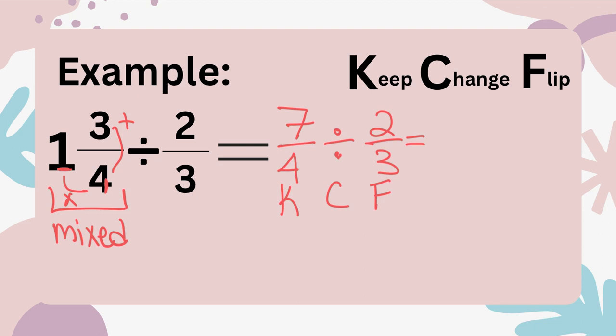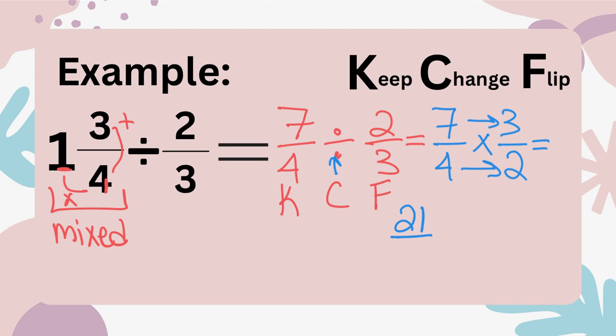So we're going to keep the first fraction as 7 over 4. We're going to change division to multiplication, and we're going to flip the last fraction to 3 over 2. And now we multiply the numerators and multiply the denominators. So 7 times 3 is 21. 4 times 2 is 8.